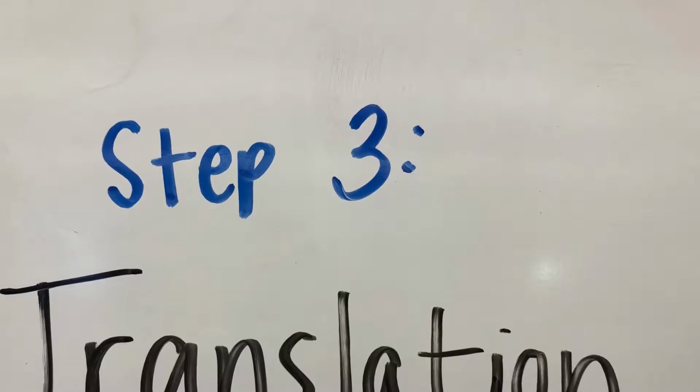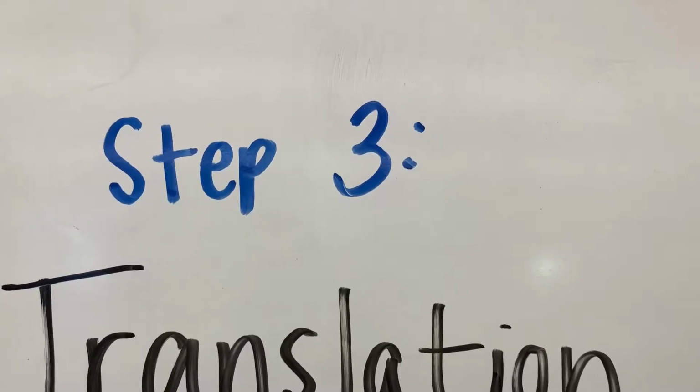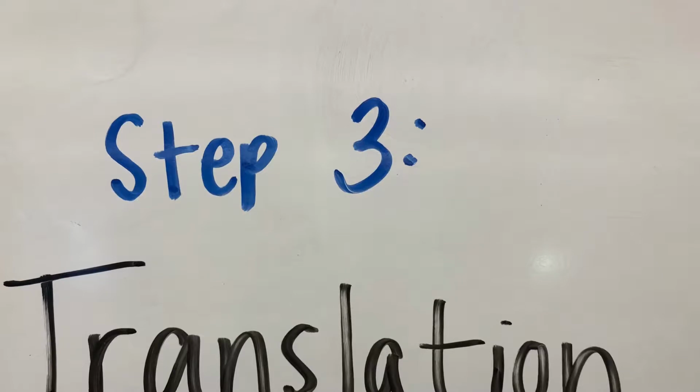Translation is the last part of the central dogma. During this process, all three types of RNA are used. The mRNA will make a protein.